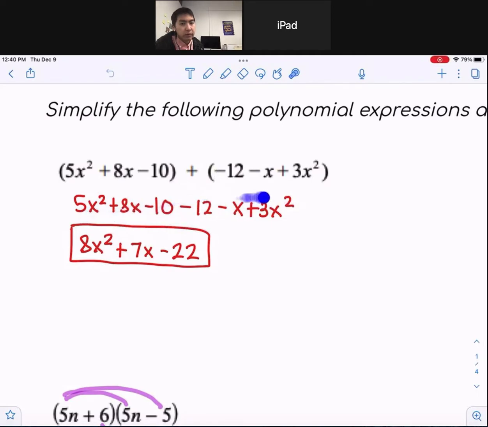5x squared plus 3x squared is 8x to the second power. 8x minus x is 7x, and negative 10 minus 12 is negative 22. So just make sure you combine like terms correctly and go from highest degree to lowest. Try to always get it in standard form, okay?